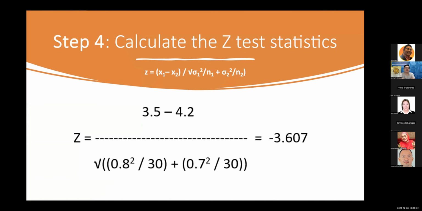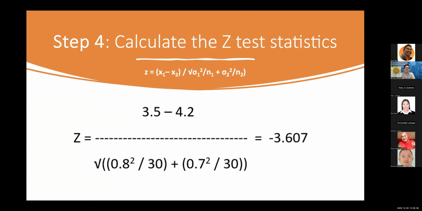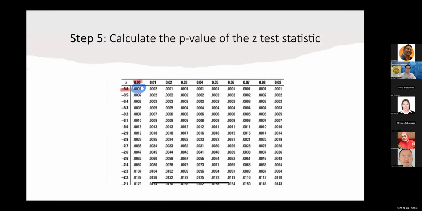So first, we calculate the z-test statistic. We can use this formula or an online z-test calculator. And then we get the p-value. Since we already got the z-test equivalent, which is negative 3.607, and since we are using the two-tailed test, we're not after the increase or decrease in engagement, only if there's a difference. So we get the absolute value. We don't use the negative. So we get 3.607.